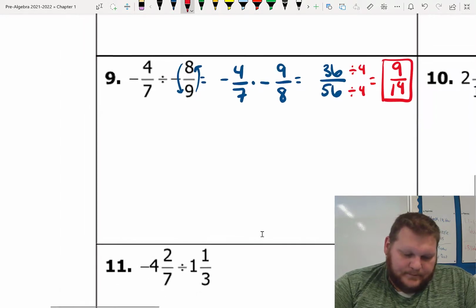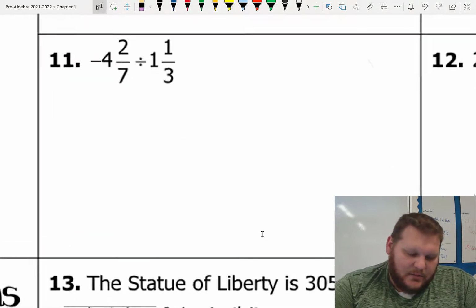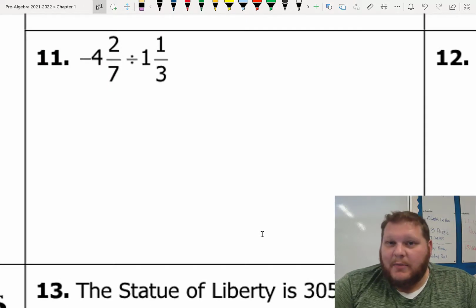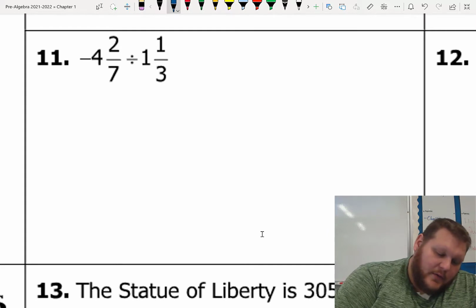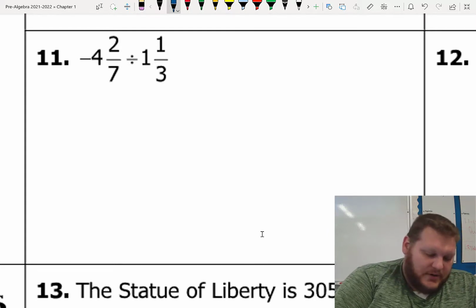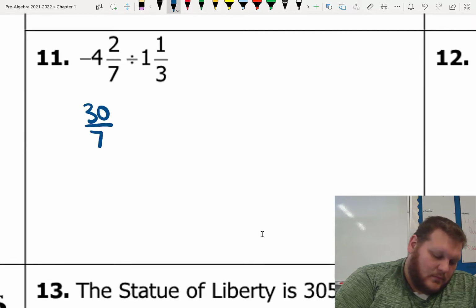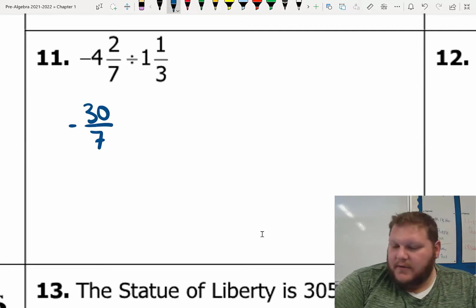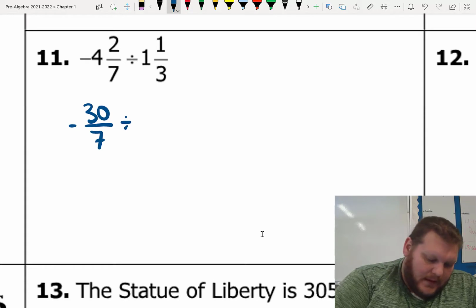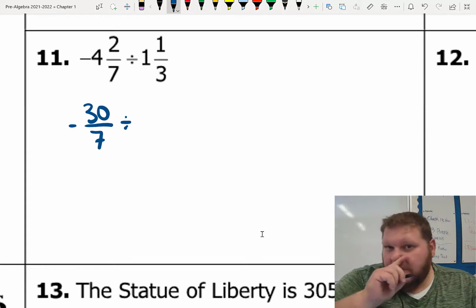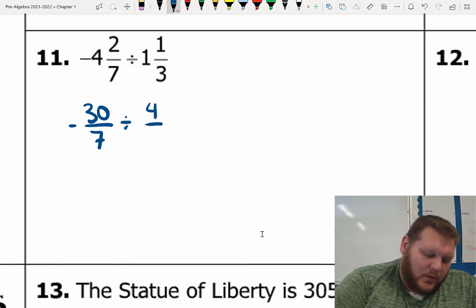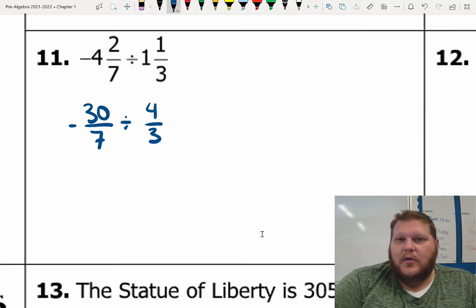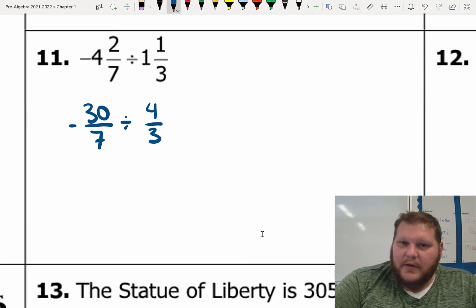Okay. Last one here before we do an application problem. So number 11, we have two mixed numbers. First things first, we're going to make them improper fractions. So if I do that, 4 times 7 is 28, plus 2 is 30. So negative 30 over 7, divided by 1 and 1/3. Let's see, 1 times 3 would be 3, plus my 1 up top gives me 4/3. So that's what my division really is. Negative 30 over 7 divided by 4/3.